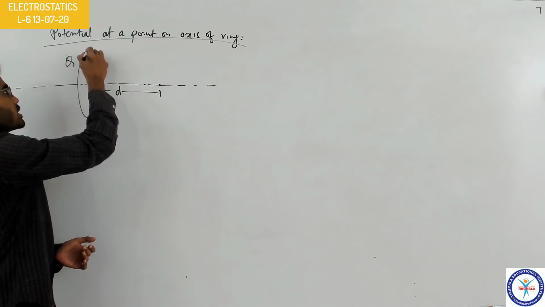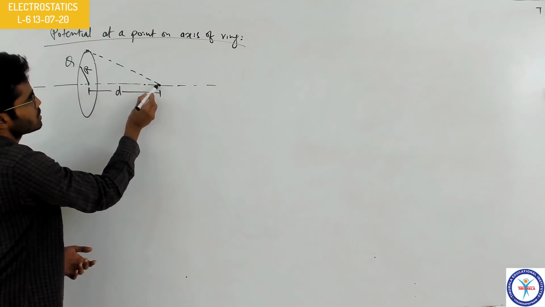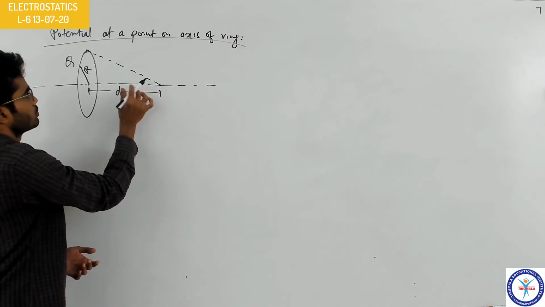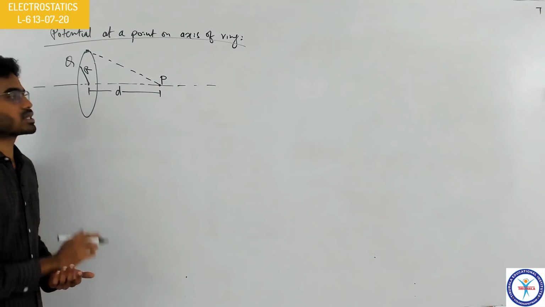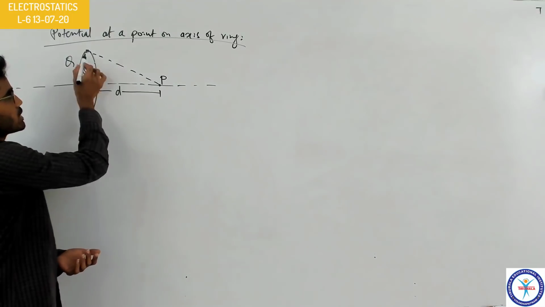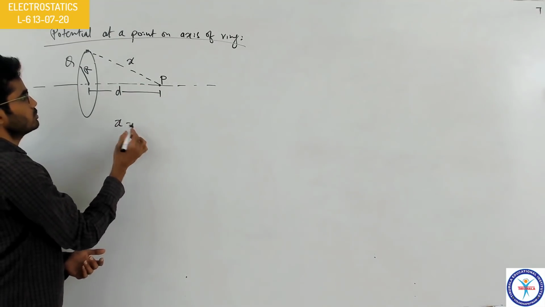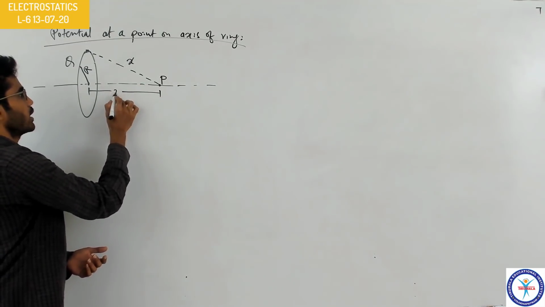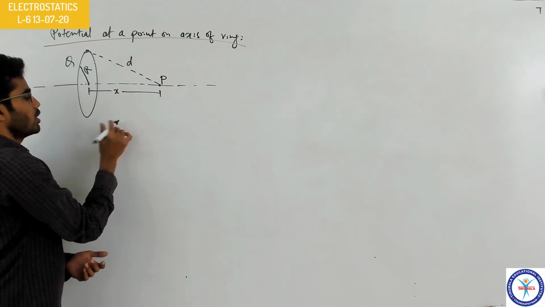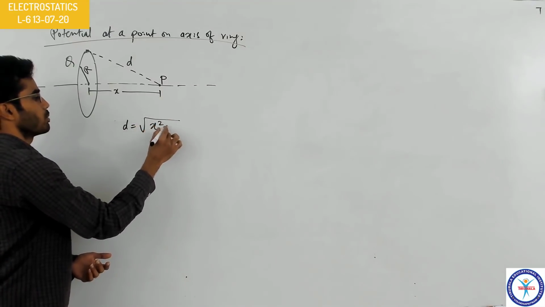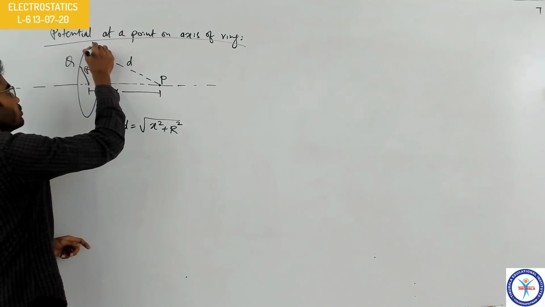If you take an elemental charge, what is the distance of the charge from this location? This is our point P. We want to calculate potential at point P. So this distance is the hypotenuse. Let us say this is x, this is d. So now d is root over x square plus r square. This is the distance of the elemental charge from the point P.